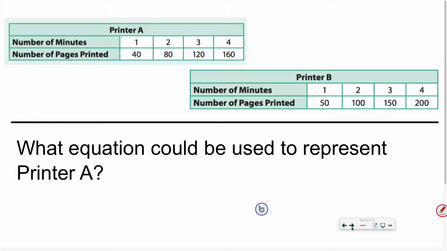How can I write an equation for printer A? We already had this equation for printer B. What if I just wanted to look at both situations as an equation? Who knows the equation for printer A? y equals 40x. And where did she get the 40 again? The unit rate.